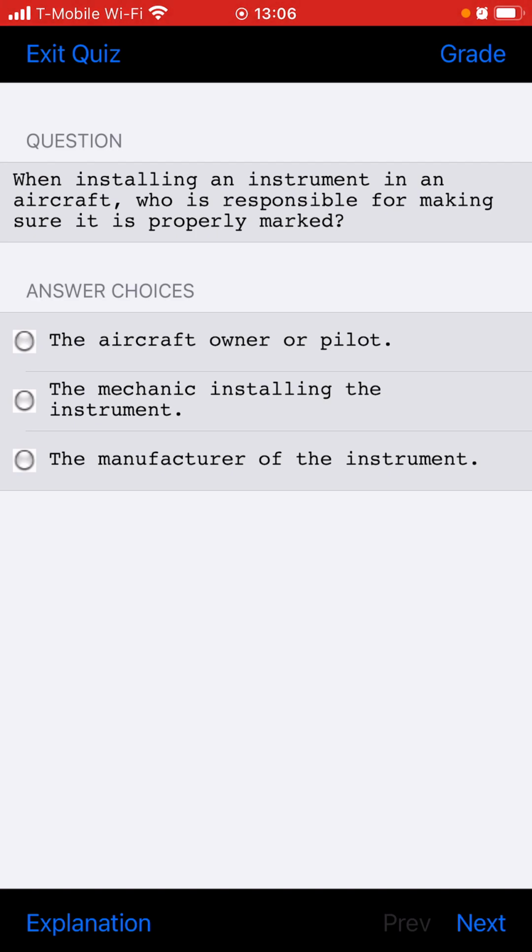What is the purpose of torque links in an oleo strut? To keep the wheel in alignment and prevent the piston from coming out of the cylinder. A landing gear shock strut should be inflated with what gas? Nitrogen or dry air.